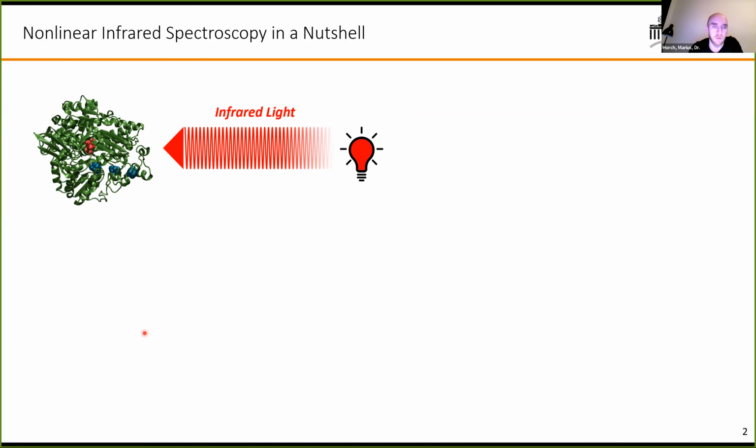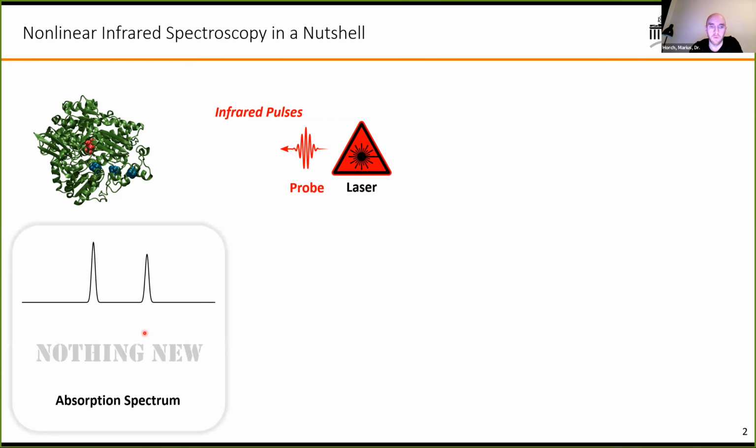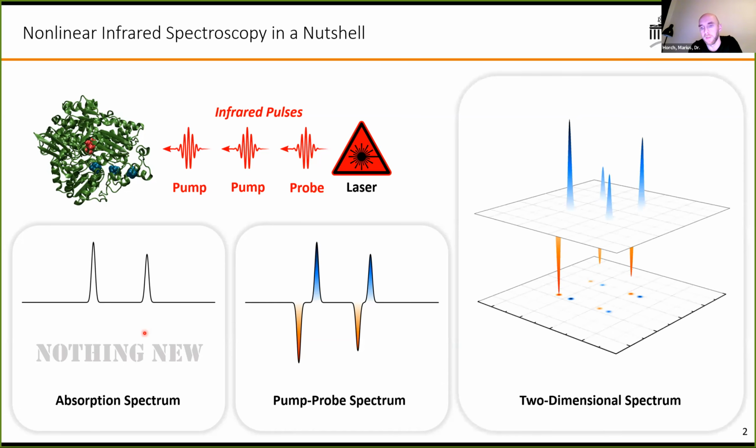And if the frequency of that light matches the frequency of a molecular vibration, you get a peak in your spectrum. What you can also do is replace your ordinary light source with a laser source, and then use ultra-short infrared pulses to record your spectrum. Now, if you use just one pulse, what you get is very similar to a normal infrared absorption spectrum, so that's not too exciting. But if you use two pulses instead, you get a so-called infrared pump, infrared probe spectrum. And if you add another pulse, so 3 pulses in total, you get what we call a 2-dimensional infrared spectrum.